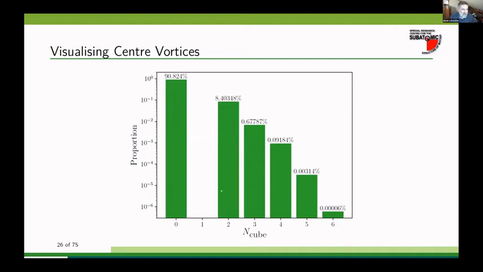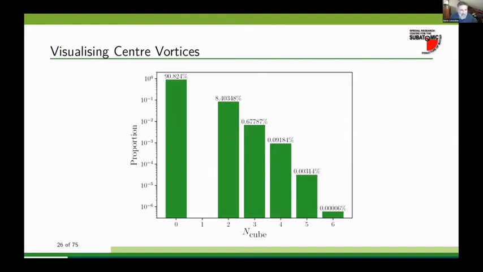So with that introduction, this is how they're distributed. So first of all, about 90% of the cubes on the dual lattice are empty with no vortices running through them. We're happy to report that we had no terminating vortices as required by Bianchi.